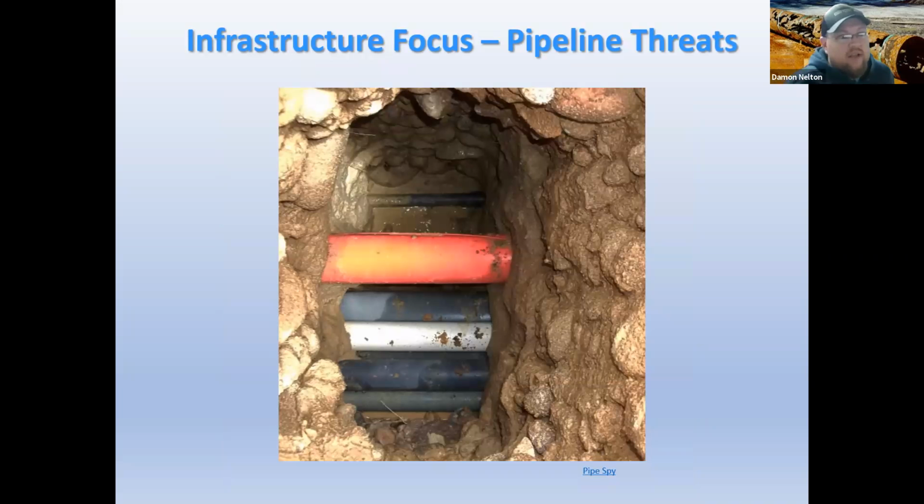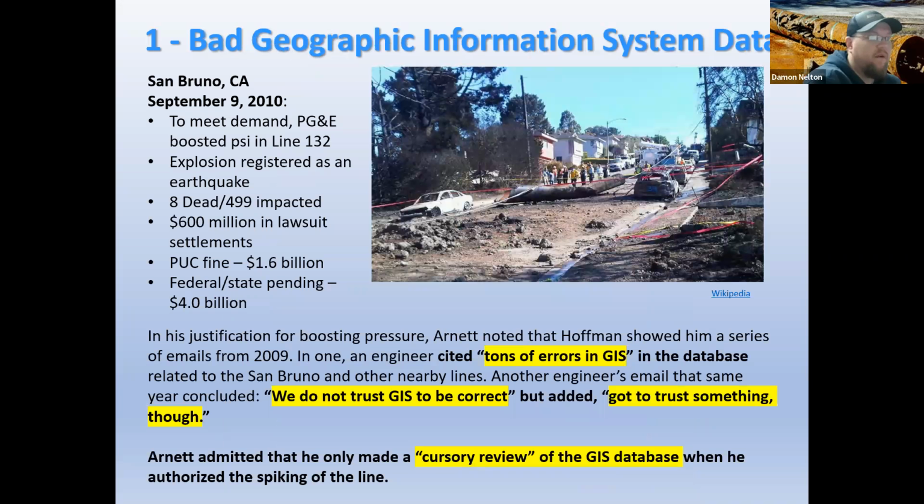So moving on, as discussed in the very beginning, we're going to talk about some of these pipeline threats, why this is important. Got 4 different categories here too. First up is bad geographic information system data, or not really knowing what you have in the ground.